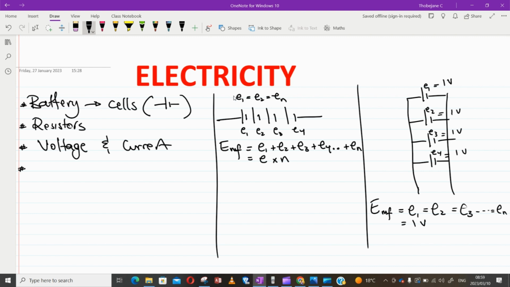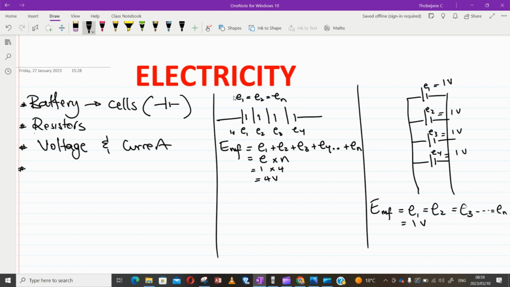But if here we had E1 being 1 volt, and we have 4 number of voltages, we're going to say 1 volt multiplied by 4, which we get the total of 4 volts. I hope you are understanding that.